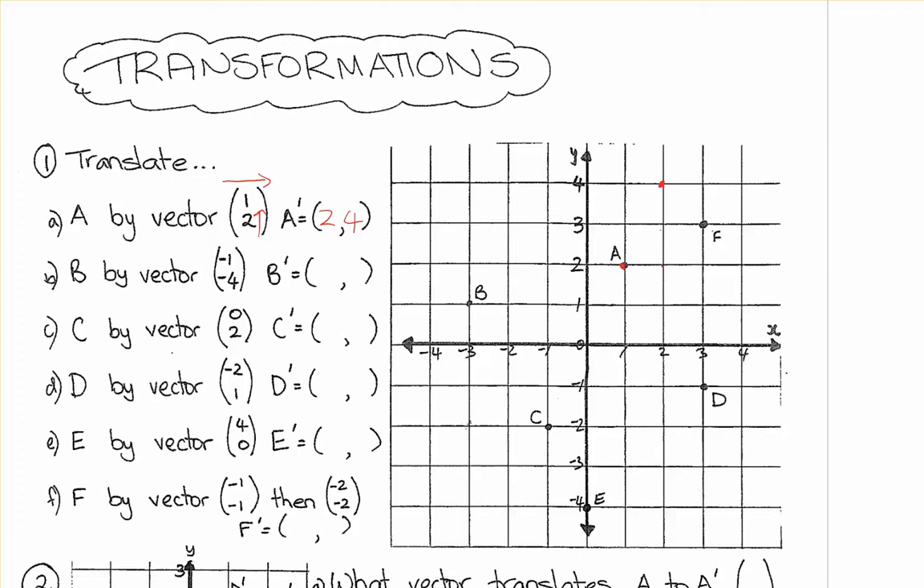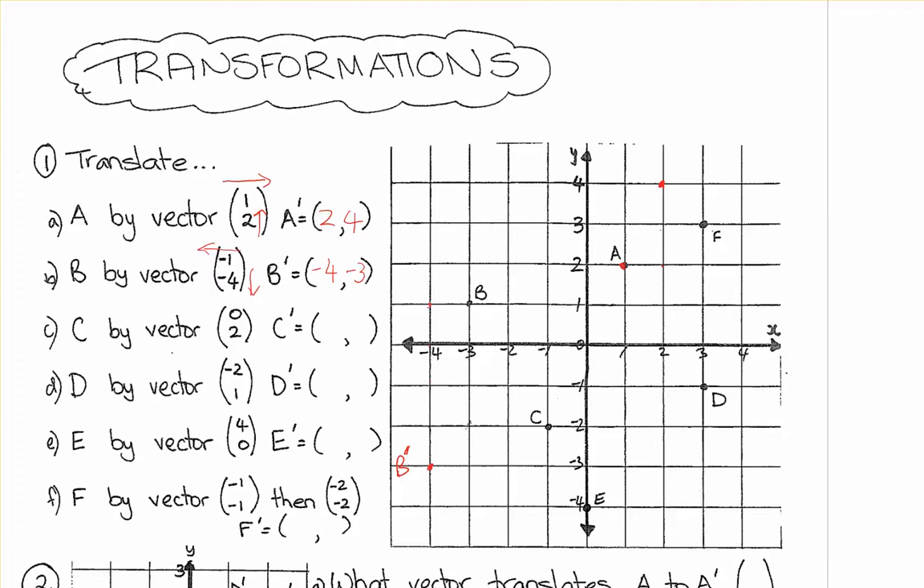Right, let's try B. It's negative this time, so we're going back 1, and then we're going down 4. So start with B, back 1, 2, 3, down 4. B dashed would have coordinates (-4, -3).